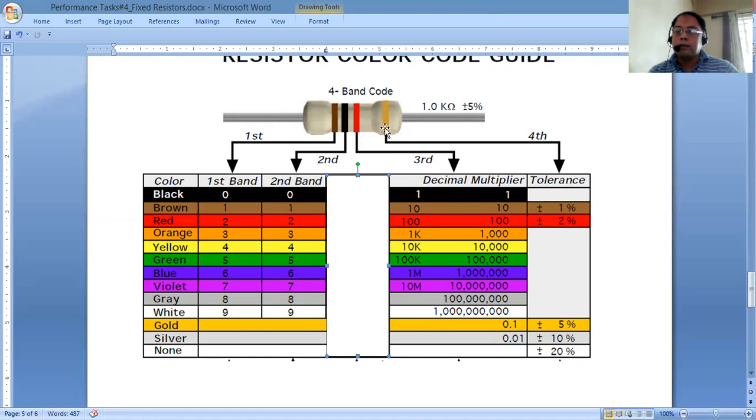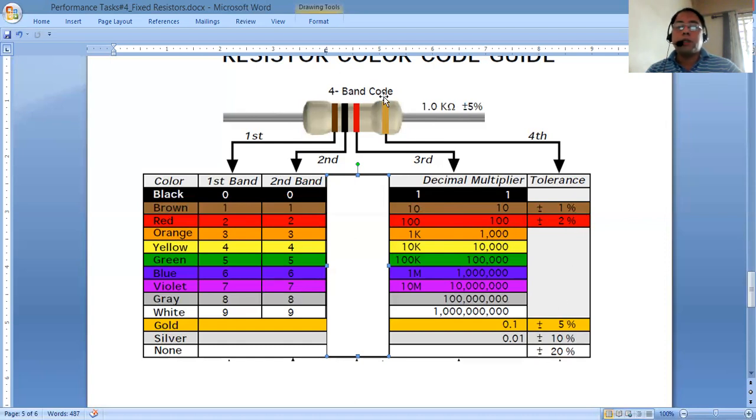But you notice that there's also a fourth band. The fourth band is called the tolerance. A tolerance is something like a range of values. The initial value that we calculated is 1,000, because 1 and 0 is 10, times the multiplier 100 since the third band is red. So 1,000 will be added to a range that will vary.